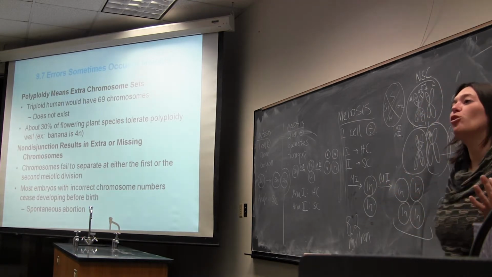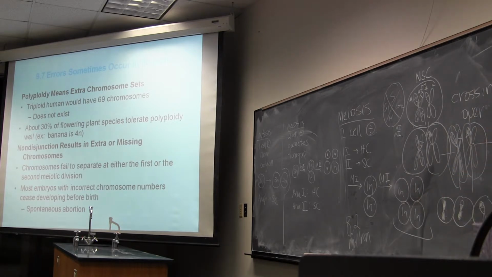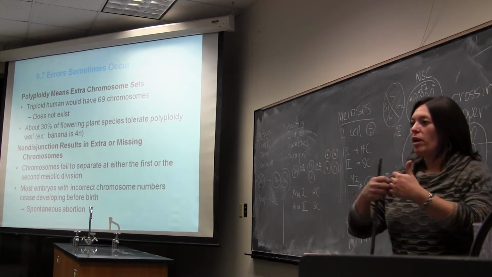They would have 69 chromosomes. So 23 plus 23 plus 23. Of course, that doesn't exist because it gets messy. But then also, you can have errors in the way the chromosomes separate from one another.